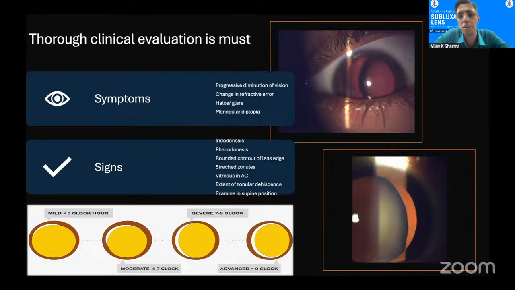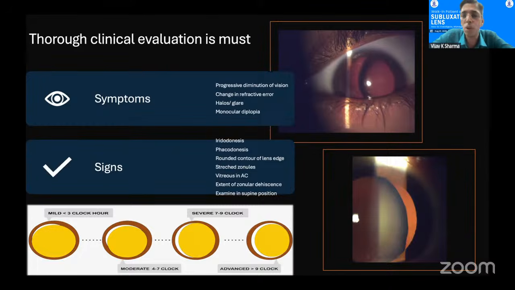Signs, very important to see preoperatively, include iridodonesis, phacodonesis, rounding contour of the lens edge. Now, wherever the zonules are broken, the lens edge becomes rounded, because otherwise the zonules keep on pulling it equatorially. But if there is a loss of zonules in that area, you can see the rounded equatorial edge. Sometimes in Marfan syndrome, you can see the stretched zonules. Also, you should evaluate if there is vitreous in the anterior chamber and what other comorbidities are there in addition to subluxation and the cataract. That has to be thoroughly checked and evaluated.